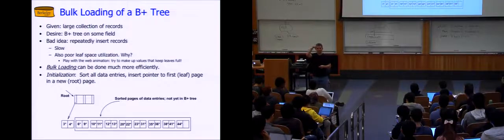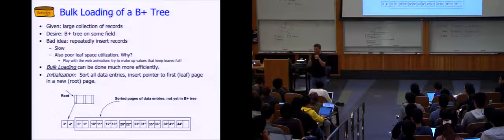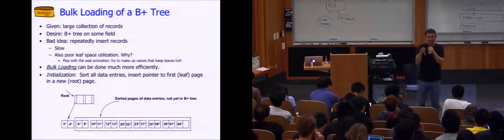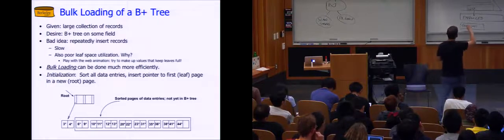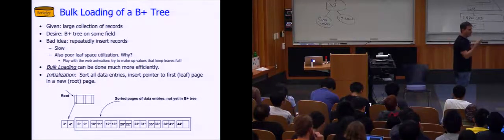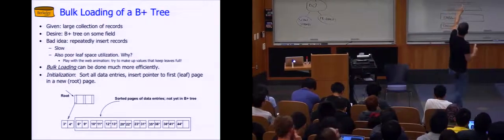Actually, I challenge you to do this. You go to the web animation, make up values to insert so that you can keep your B tree nice and compact. It's actually like, you got to start making up values like in between things. And of course, that's not how the real world works. You don't get to make up your data as you go. You have to actually deal with the data. All right, so bulk loading is going to be better.